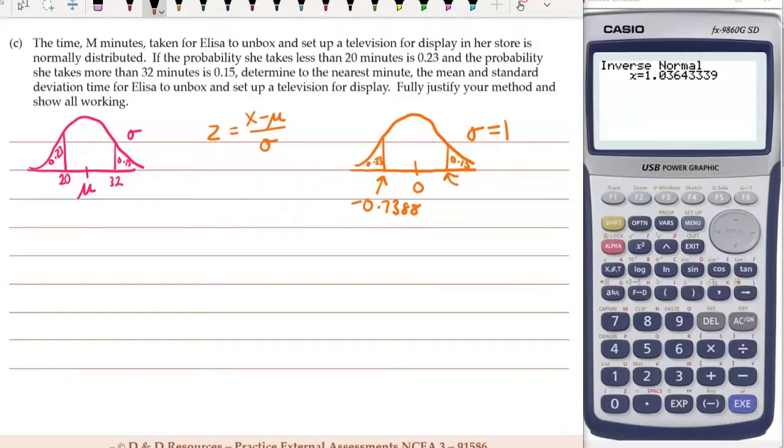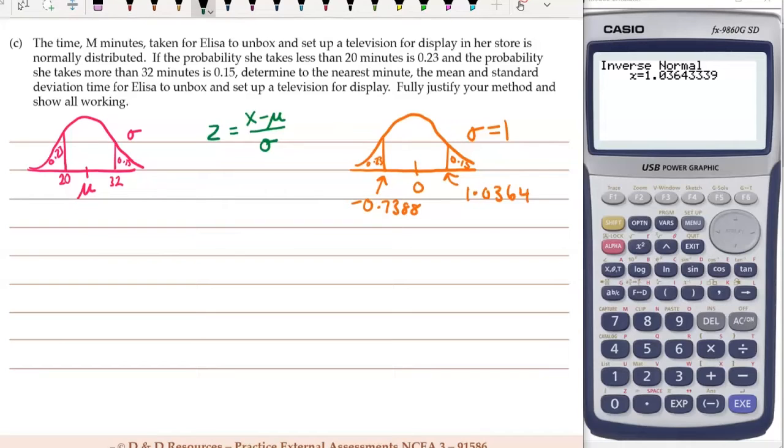That Z value is 1.0364. Now we map the X to the Z using this formula in between that matches the X values on the left with the Z values on the right. So on the left, where Z is a 20, where X is a 20, I should have said.